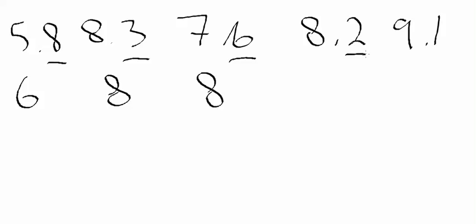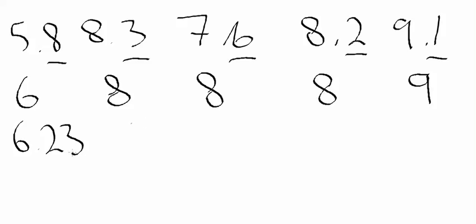8.2, we look at the first decimal place. Is it 5 or above? No, so we just chop it off. And then 9 to 0 decimal places, we look at the first decimal place, and is it 5 or above? No, so we chop it off to give us 9. Now remember, we can also round numbers to 1 decimal place or 2 decimal places. So let's have a look at some other examples.